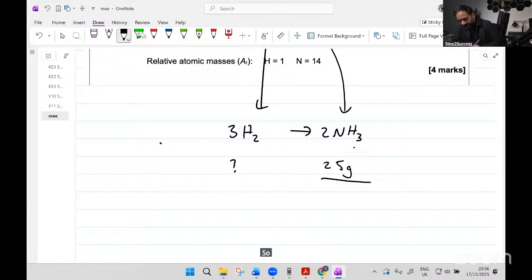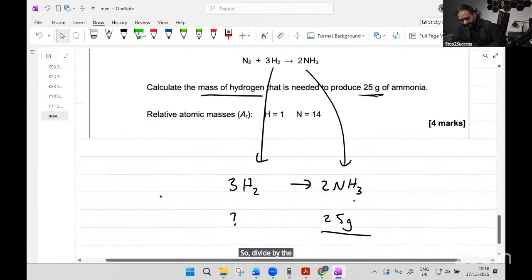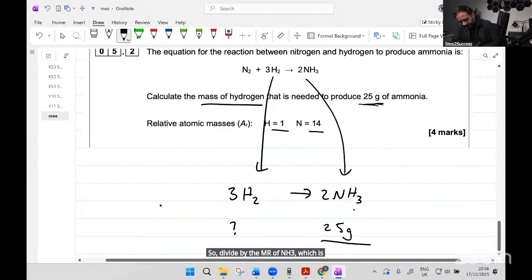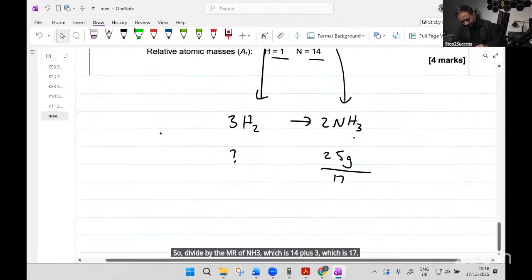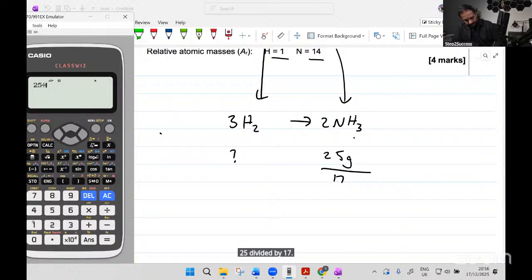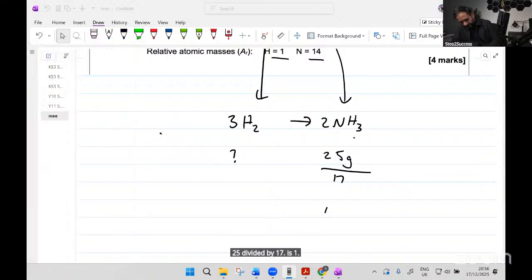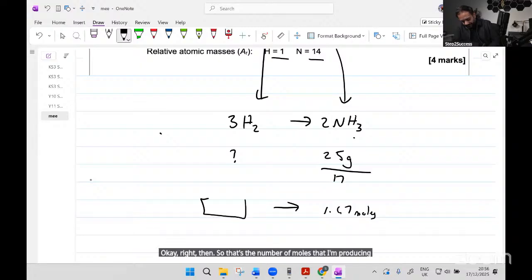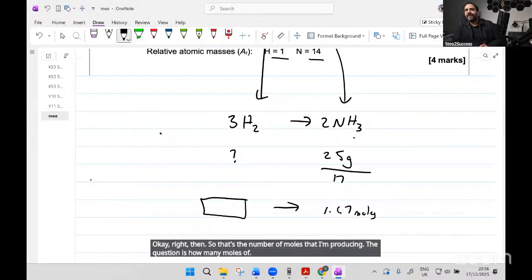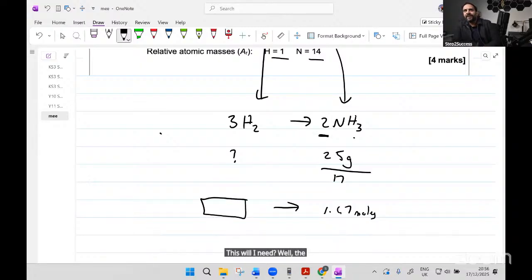So divide by the MR of NH3, which is 14 plus 3, which is 17. 25 divided by 17 is 1.5. Let's call it now 1.47. So that's the number of moles that I'm producing. The question is, how many moles of this will I need? Well, the ratio tells me that it's a 3:2 ratio, or 2:3 ratio if we're going this way.